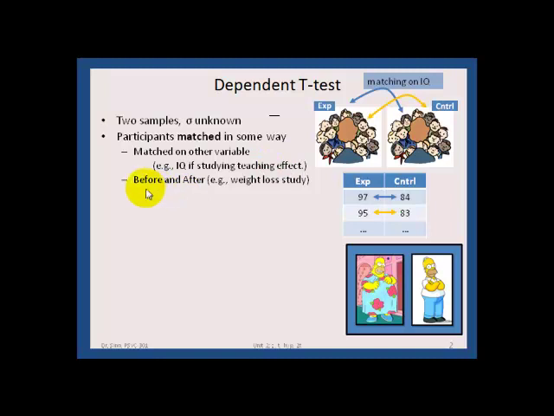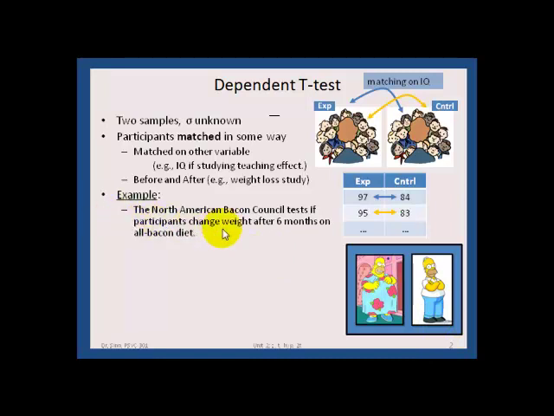The other thing we see often is a before and after design. So a classic weight loss study. You look at Homer and some other participants before and after going on a certain kind of diet and see if there's a difference. So let's look at an example. Say the North American Bacon Council tests that participants change weight after 6 months on an all-bacon diet. So the independent variable is what diet they're on, normal or all bacon. The dependent variable would be weight.